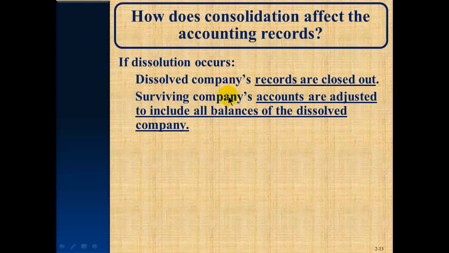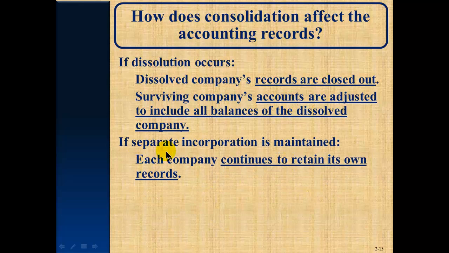And I've already mentioned some of this. How does it affect the accounting records? If you're dissolving a company, then on that company's books, they're going to close out, and you're just going to bring those accounts through your general ledger, record them, and move forward through time. Now, if you're going to have a separate incorporation, in other words, you're not dissolving whatever company it is you're buying, then they continue to maintain their own general ledger.